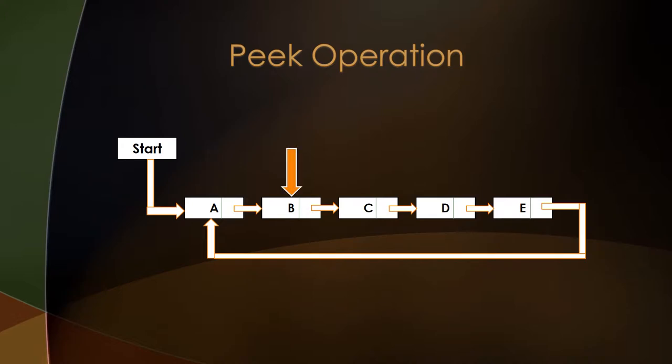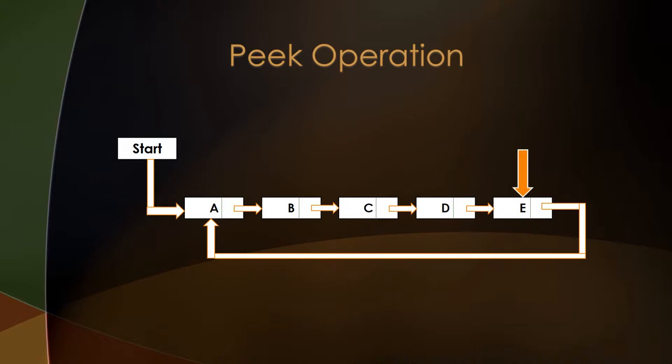So here it is, we copied the address of the next pointer of node A into the special pointer, thus moving it to node B. Similarly, copy the address of the next pointer of node B, which points to node C, into the special pointer. And here it is, we have copied the same and moved to node C. Similarly, we copy the address of the next pointer of node C into the pointer, moving it to node D. And finally, copying the address of the next pointer of node D to the special pointer, moving it to node E.